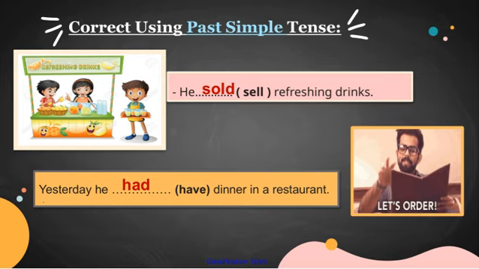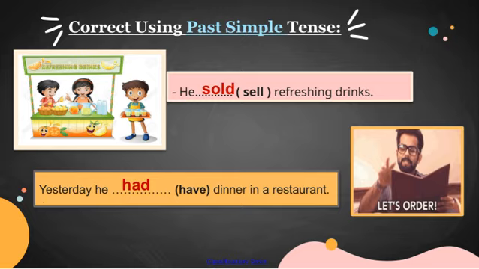We use the past simple tense for actions that happened and finished at a specific time in the past. It's important to remember that both had and sold are irregular verbs in the past tense. Had is irregular, and sell becomes sold in the past. These examples highlight how we form the past simple tense to describe actions that are finished. This tense is essential for storytelling or recounting past events, which ties into our overall theme of understanding different verb tenses and their usage.